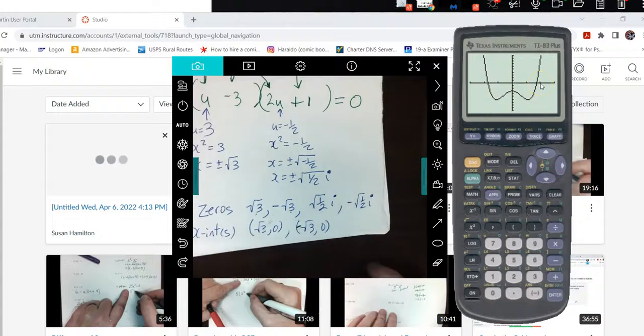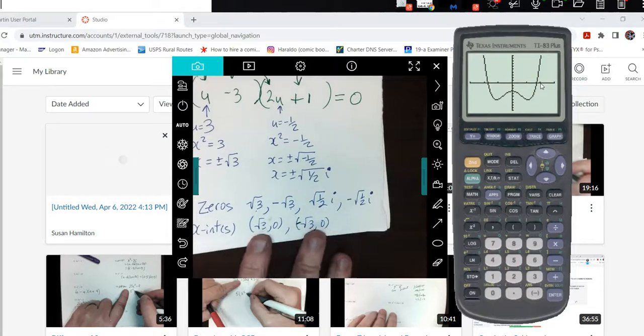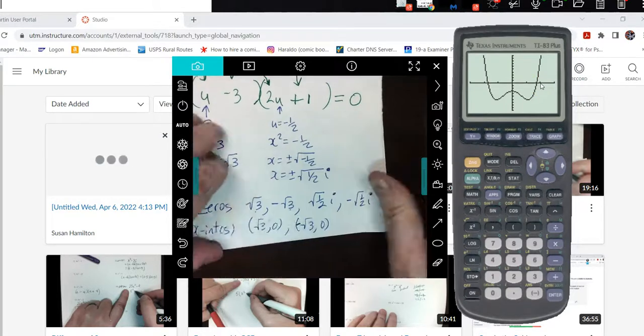Okay. So we have 4 zeros in total. 2 of them are real, 2 of them are non-real. We only get 2 x-intercepts because you only get x-intercepts at real zeros.